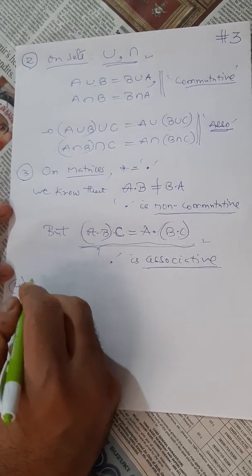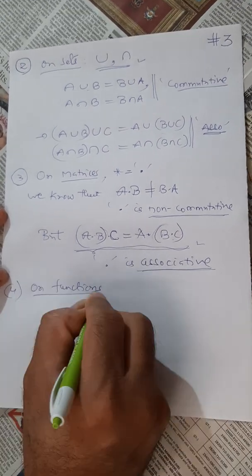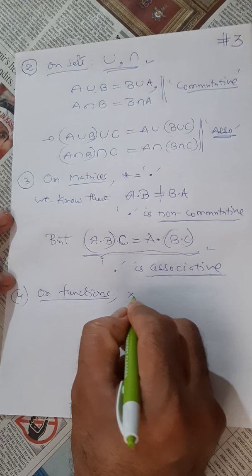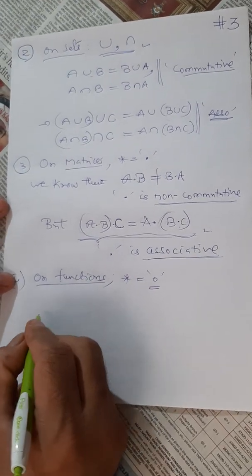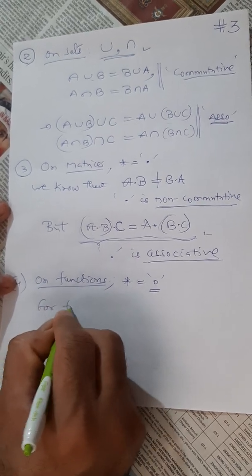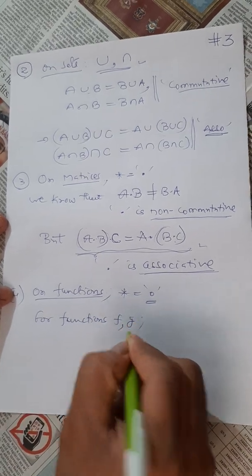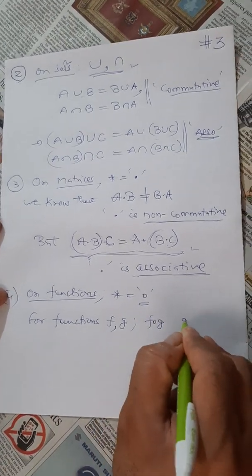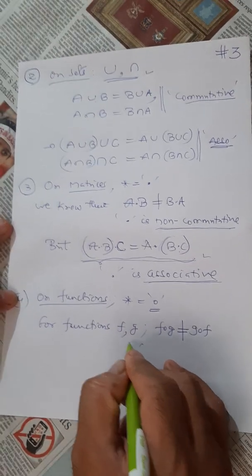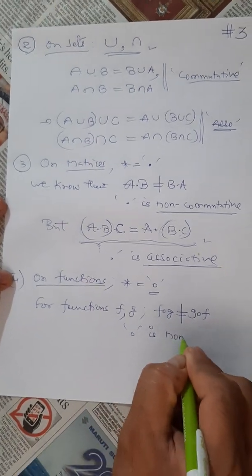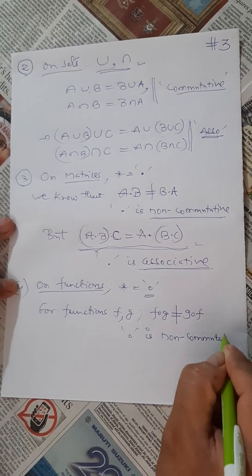Fourth, if you remember, on functions, from the previous topic, you take asterisk as the composition operation. So for functions f and g, in general, if you find f of g and g of f, these two need not be equal. So you can say that composition of functions is non-commutative.